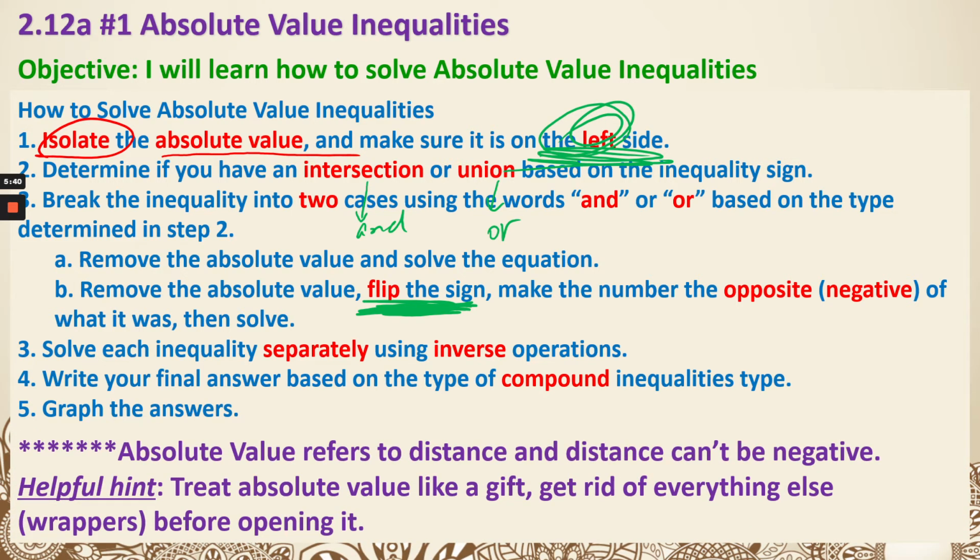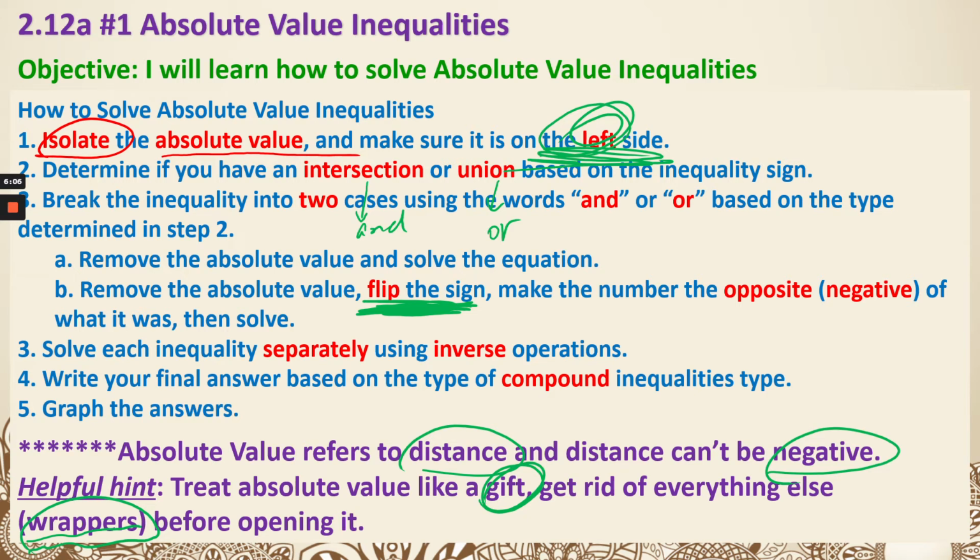Next, absolute value refers to distance, and distance can't be negative. That's something I've emphasized many times already so far. Please keep that in mind because that is the definition of absolute value and is very important in solving. A helpful hint, you can treat the absolute value like a gift. So you need to get rid of everything around it to get to your gift, but then you also need to get rid of the wrapper so that you can see what is inside.